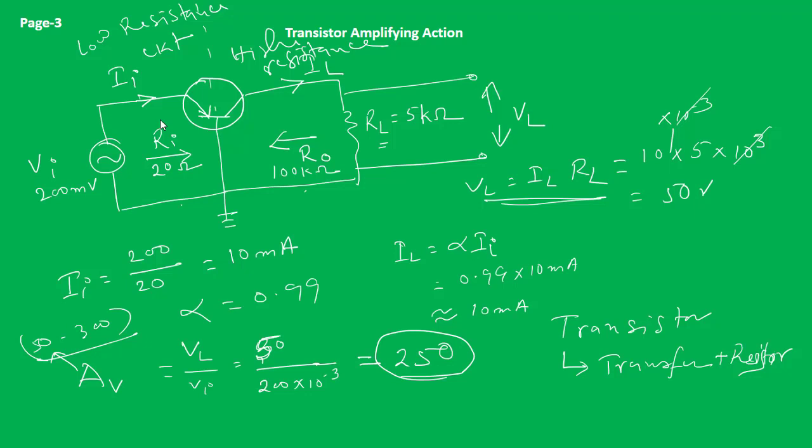So that is how a transistor works as an amplifier, by transferring the current from a low resistance circuit to a high resistance circuit, and overall the CB amplifier works as a voltage amplifier. So I hope you could now visualize how transistor amplifying action is taking place under CB configuration.